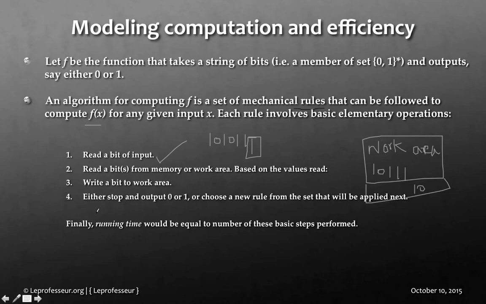The next step, step number 4, would be that either we can stop or put the output, on say the output tape or the output area. We can either put 0 or 1, or we can simply halt, or choose a new rule from our work area, which will be applied for the next symbol. So that's simple, four steps. If we follow these four steps, we can compute this function f(x).